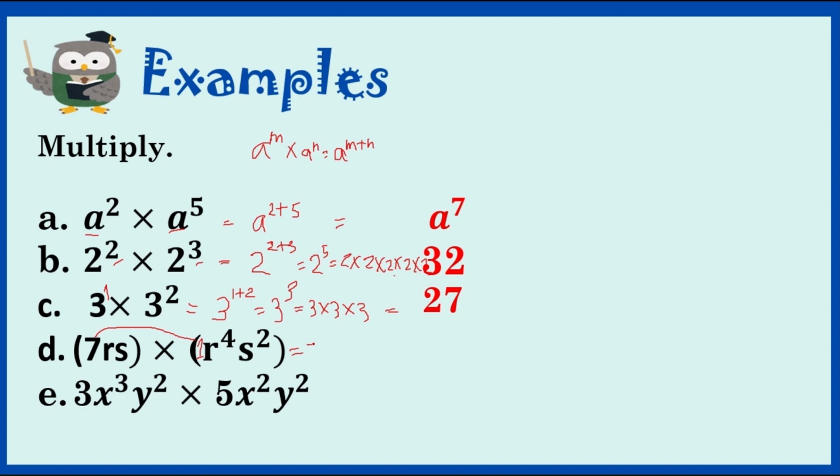Then I'll write it out. Next, multiply the r with r raised to 4: r times r raised to 4. Again, what does it mean when there is no exponent? It is automatically 1. And then we also have s times s squared, or s raised to 1 times s squared.